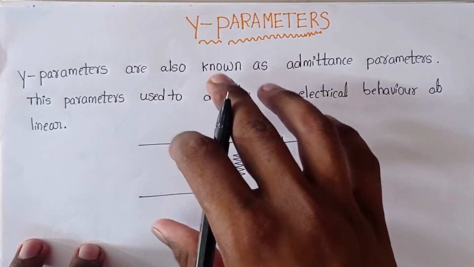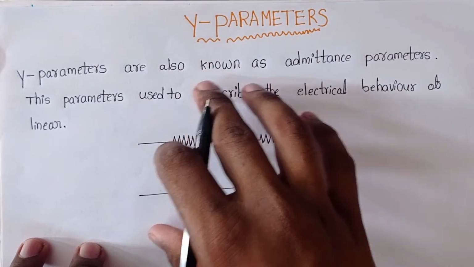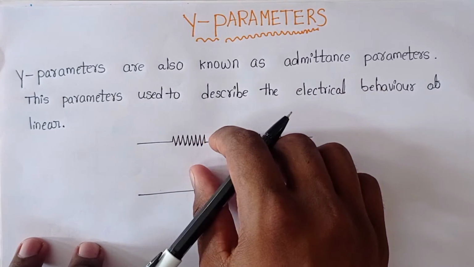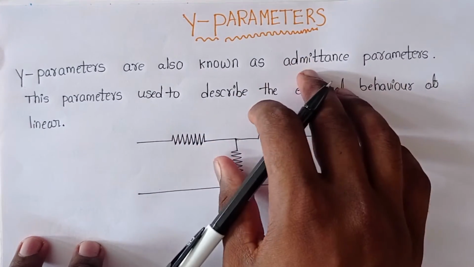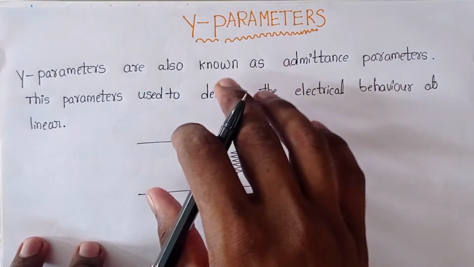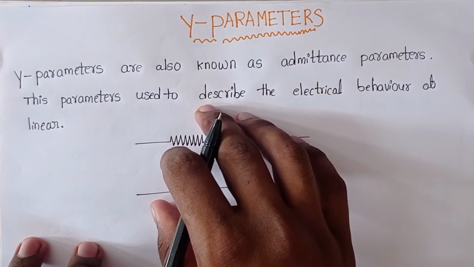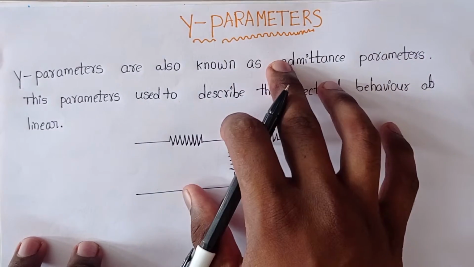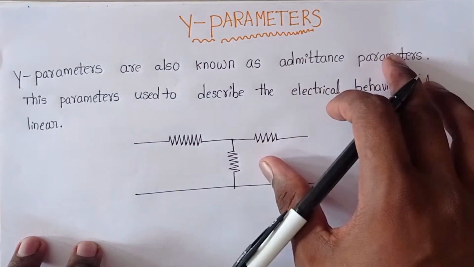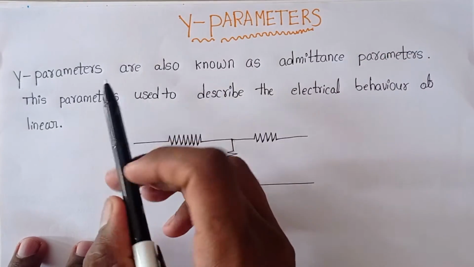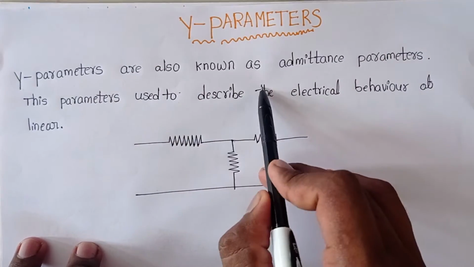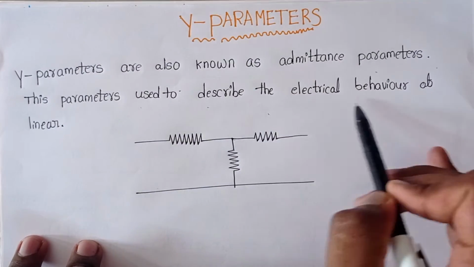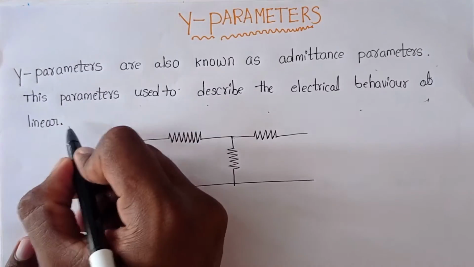In Z parameters we discussed impedance, that is, Z parameters are the impedance parameters. We call them impedance parameters because Z parameters describe the impedance of the two-port network, whereas Y parameters describe the admittance of the two-port network. Y parameters are also known as admittance parameters. These parameters are used to describe the electrical behavior of a linear network.